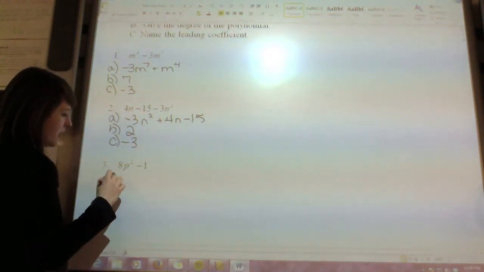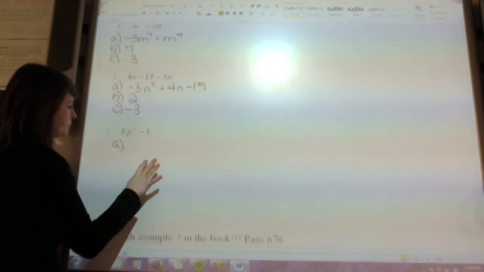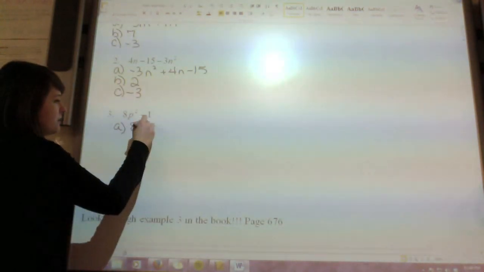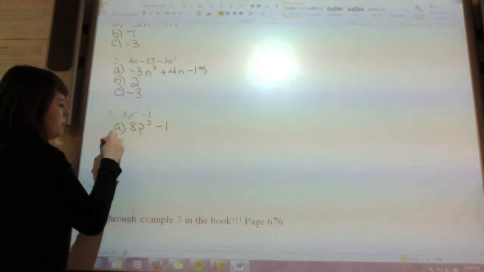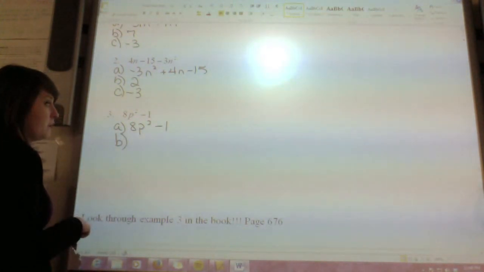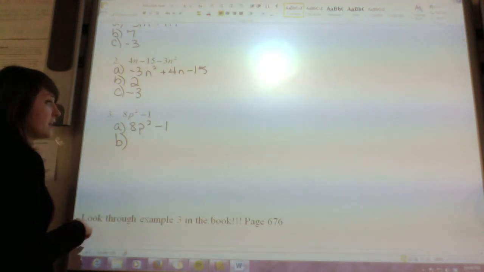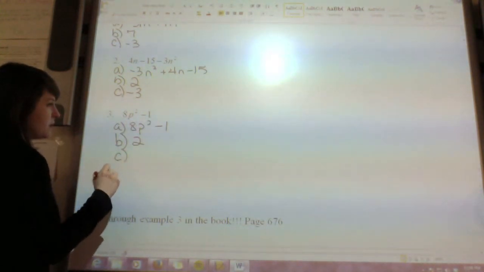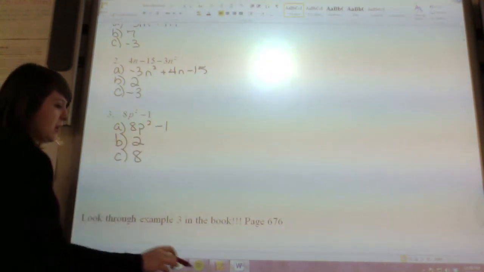Alright, next up I've got 8p squared minus 1. If I want to write that in standard form, it already is in standard form. Part B, I want the highest power, so the degree of the function is 2. And for part C, I want my leading coefficient. In this case, it would be 8.